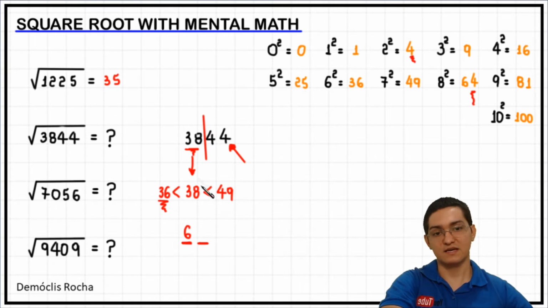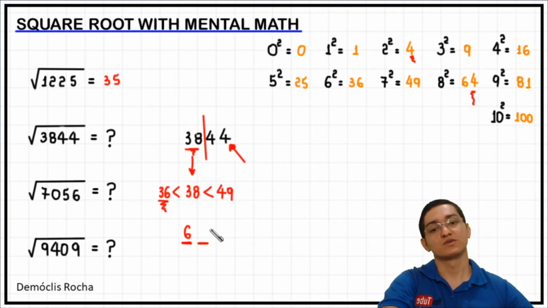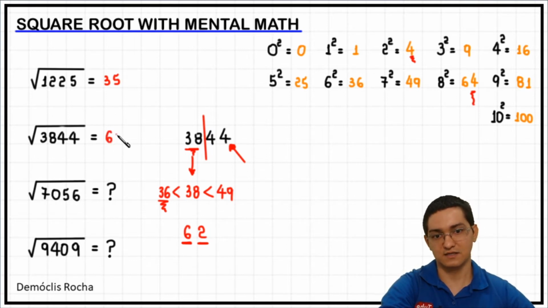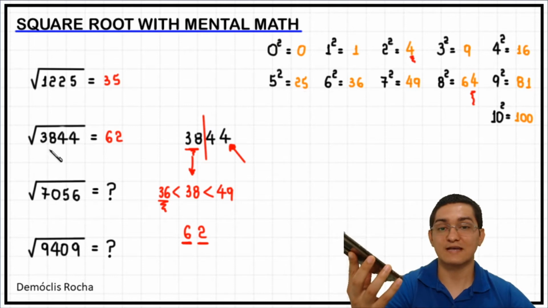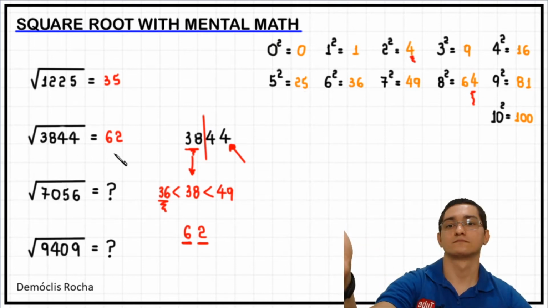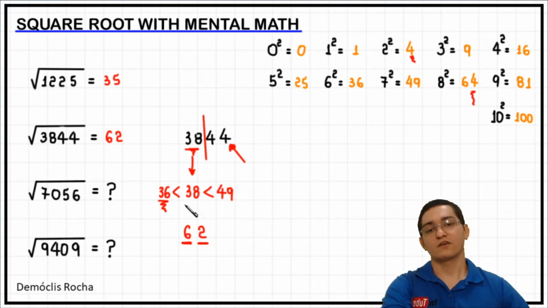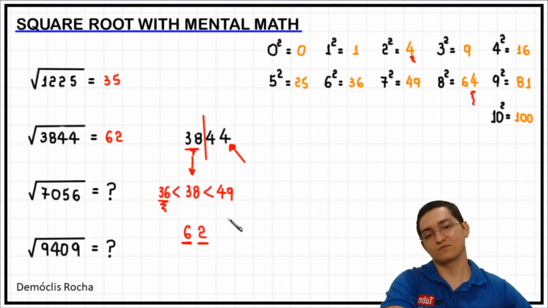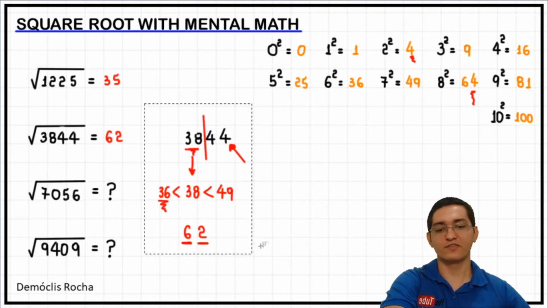Notice that 38 is way closer to 36 than it is to 49. So since it is closer to the smaller number, we choose here the smaller number, which is 2. So the ones digit is 2, and we can say that the square root of 3844 equals 62. I can write that down right here. Square root of 3844 is 62. If we had here a number closer to 49, then we would have chosen 8 to be the ones digit, okay? Let's work with another example.